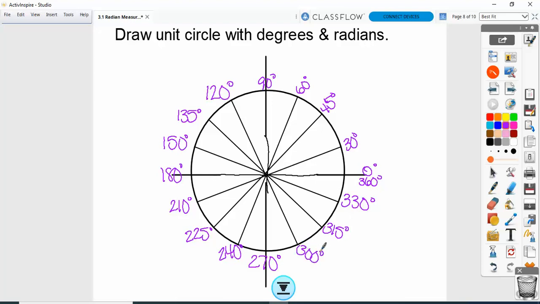First, I want to point out something. As you go around your circle, what happens to your angles? They're getting bigger. Okay, they go in order. These are actual degree measures, so they get larger as you go around.